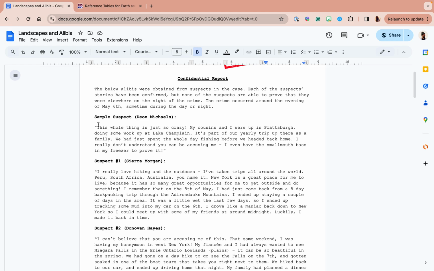So our sample suspect said, "This whole thing is just so crazy. My cousins and I were up in Plattsburgh doing some work up at Lake Champlain. It's part of our yearly trip as a family. We had just spent the whole day fishing before we headed back home. I couldn't really understand you accusing me. I even have a smallmouth bass in the freezer to prove it."